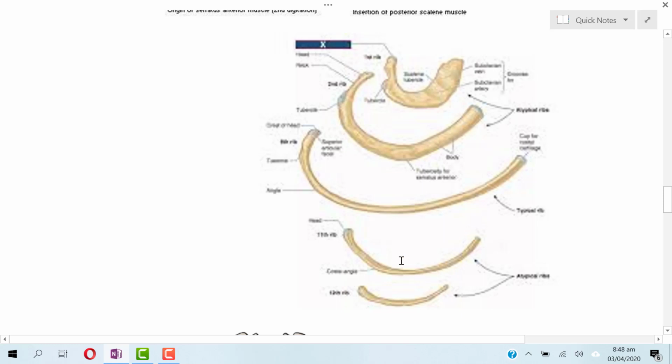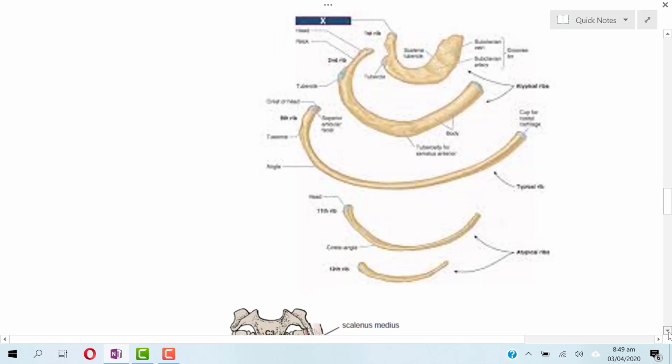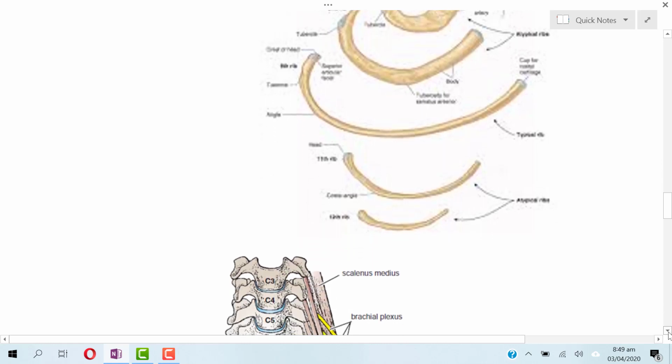Neck and tubercle are absent. There is no neck in these ribs. Can you see any tubercle here? There is no tubercle in the 11th and 12th rib. Actually, if there is any tubercle present in the 11th rib, it will be very poorly marked, but in the 12th rib, the tubercle will be absent. So these are the features of the atypical ribs. I hope you have understood.